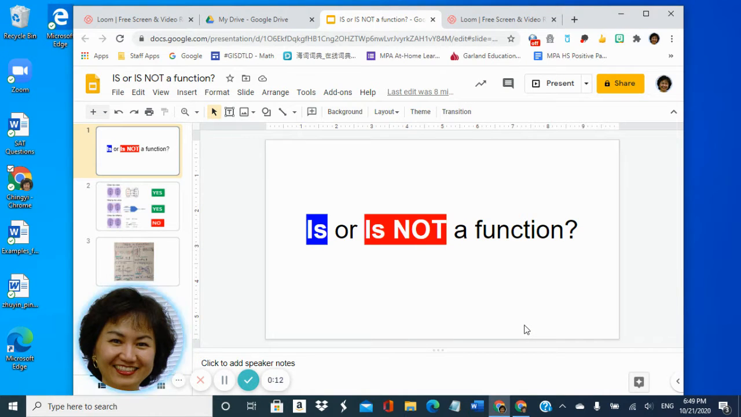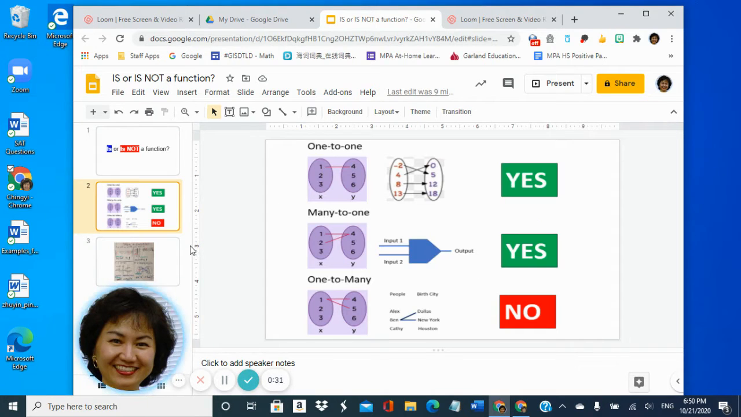When we are given a relation represented by input-output pairs, how can we tell whether it is a function or it is not a function? There are three very simple rules we can use to judge whether it is a function or not.